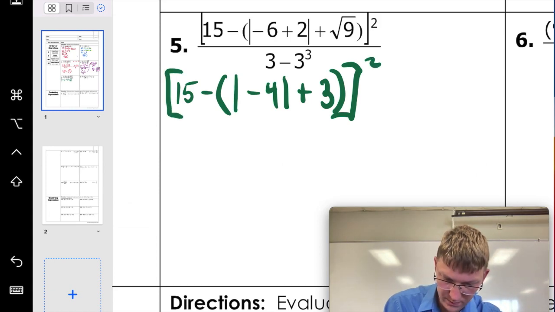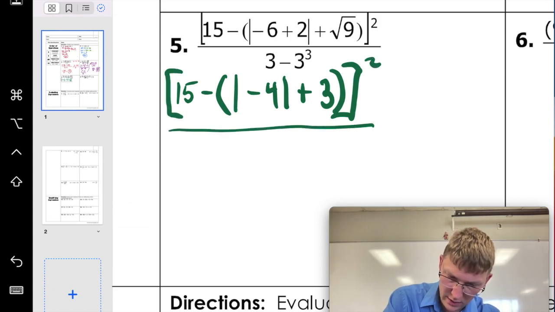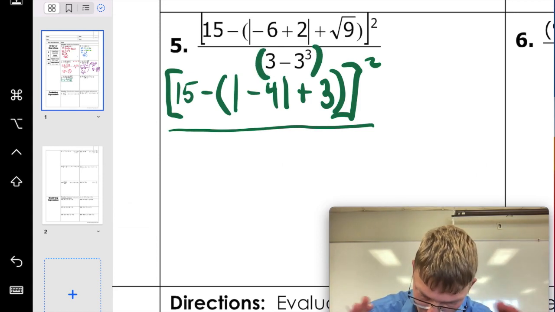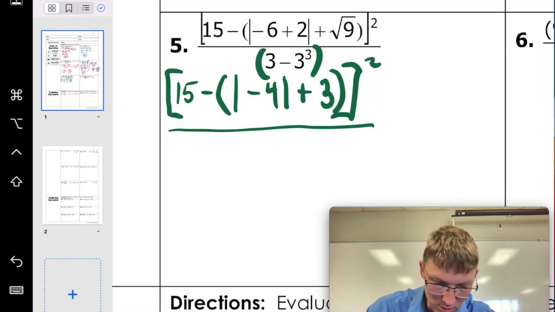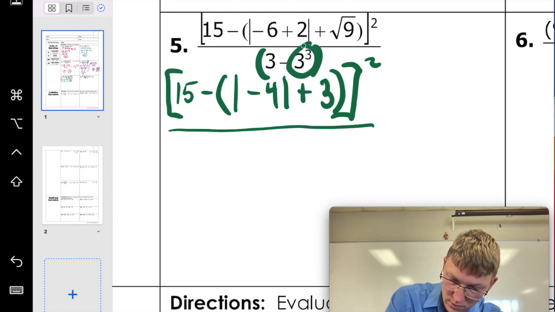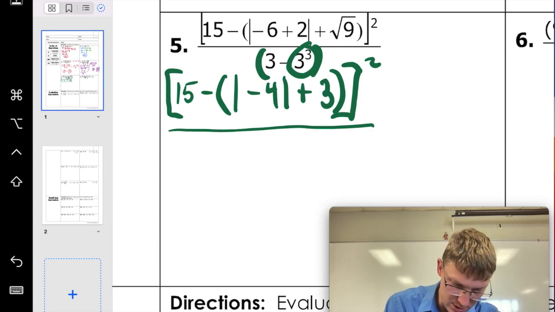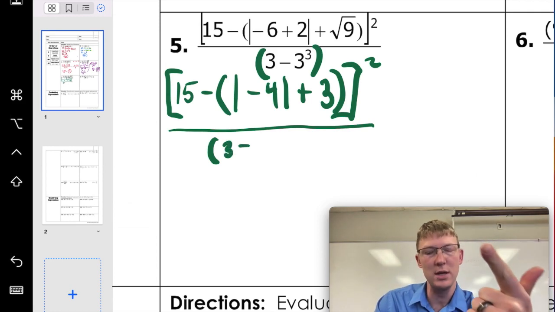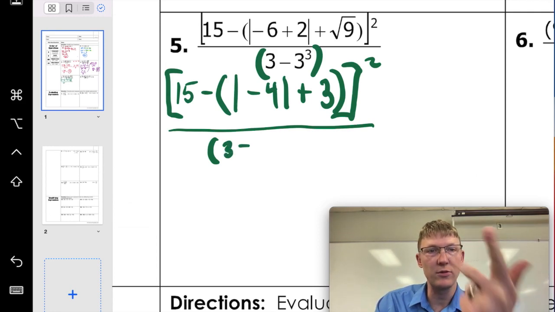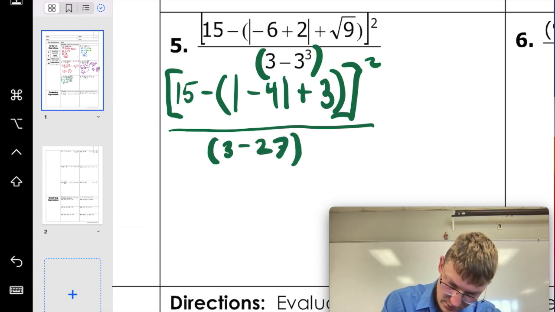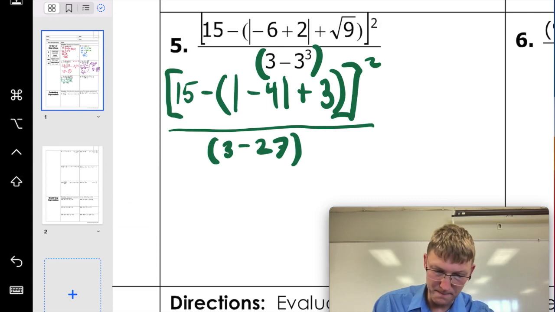That is squared. Okay, and this bottom part, I again kind of like to put parentheses around there. It just makes my brain categorize them a little bit better. You don't have to, it's up to you. But 3 cubed, we can do that. So down here, we've got 3 minus 3 cubed. 3 times 3 is 9, times 3 is 27. Okay, so that's our first step.